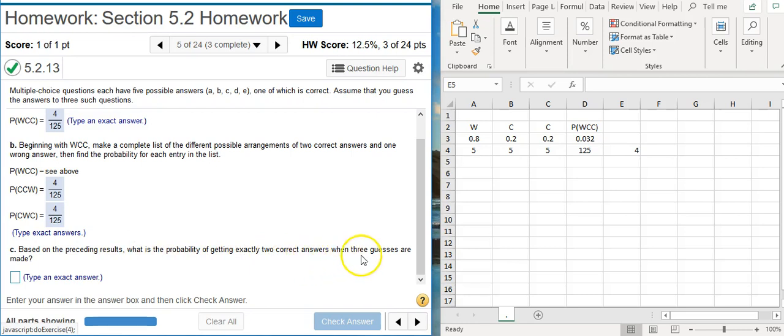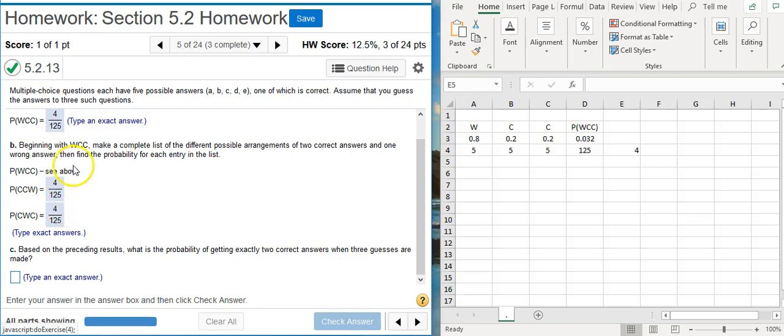Now part C says, based on the preceding results, what is the probability of getting exactly 2 correct answers when 3 guesses are made? You may be tempted, based on what we did with the last part, to just put in the same answer that we gave here, and you would be incorrect to do that. These are possible outcomes. What this question is asking is for getting any one of these possible outcomes.